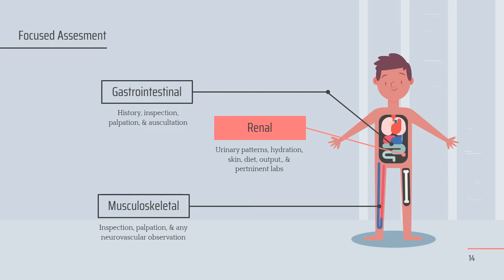Doing a renal assessment, look at their urinary patterns. How frequent are they going? Their hydration, their skin, their diet, their output, and any pertinent labs. If you're doing a musculoskeletal assessment, do an inspection, a palpation, and also note any neurovascular observations that you might find during a musculoskeletal assessment.